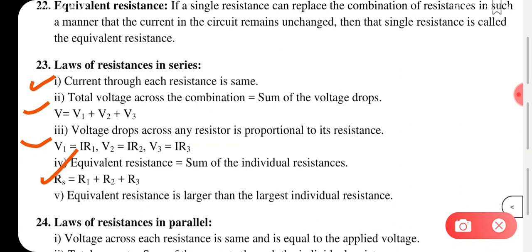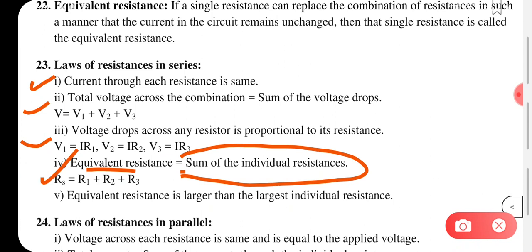Fourth point is the equivalent resistance. What is this equivalent resistance? It is the sum of the individual resistances. If all the resistances are in series connection, the total resistance, that is the equivalent resistance, will be the sum of the individual ones. Equivalent resistance will be larger than the largest individual resistance.